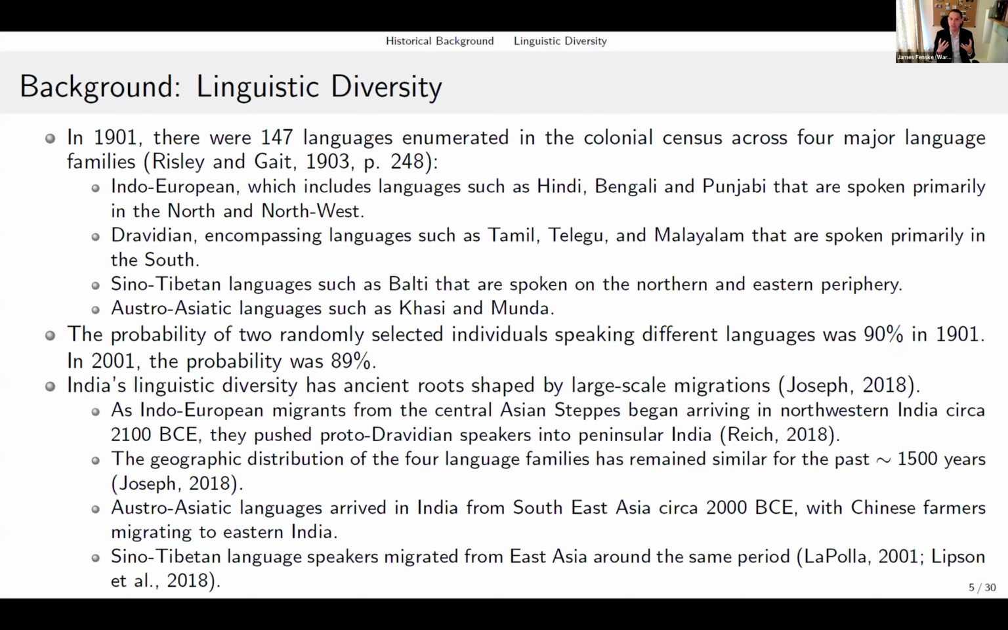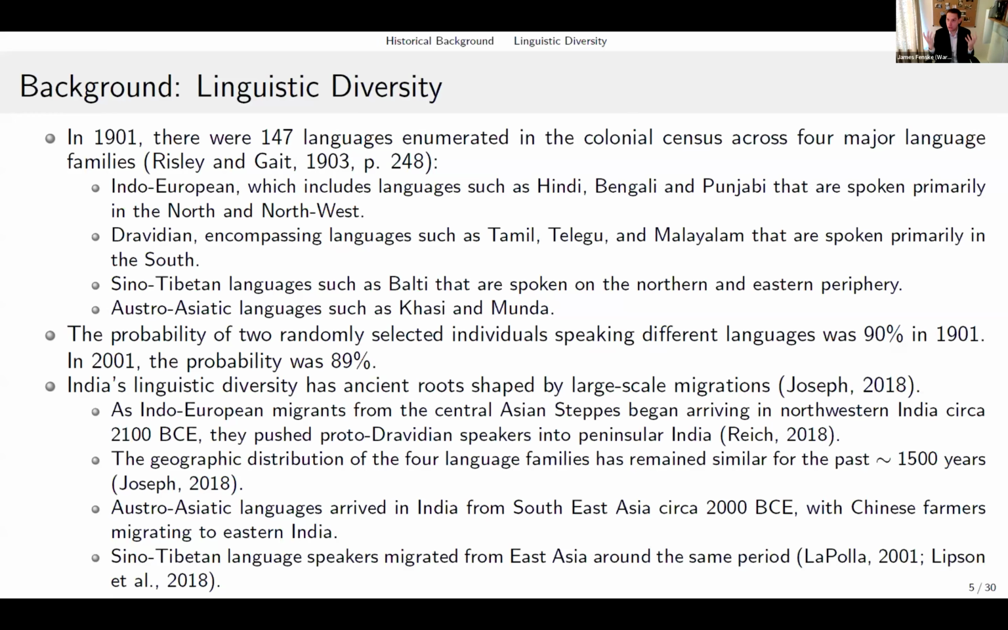How much linguistic diversity does India have? Like, is it one big language and then lots and lots of little languages? Well, no. We think Indian linguistic diversity is pretty high. If you were to do a Herfindahl index and ask what's the probability that if I randomly grab one person from anywhere in India and then at random grab another person, they speak different languages? Well, in 1901, that number would be 90%.